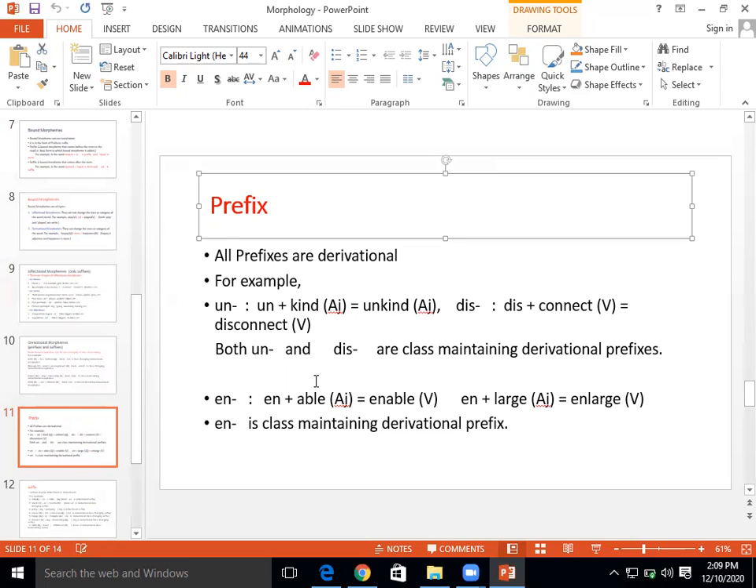But the only prefix I think is class changing is en. When we add en to able, able is an adjective, and when you add en to able, it becomes enable, and enable is a verb. So here, due to en, the class of the word able is changed, it becomes a verb, so it becomes derivational class changing. I think by mistake I have written maintaining here. It is a class changing derivational prefix. So you just remember, write down class changing derivational prefix.